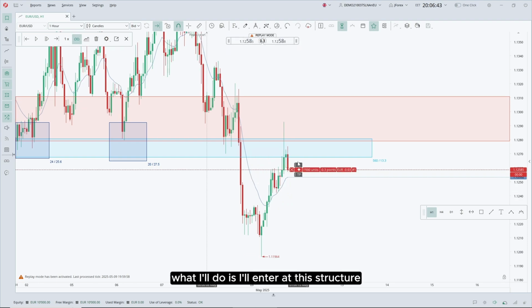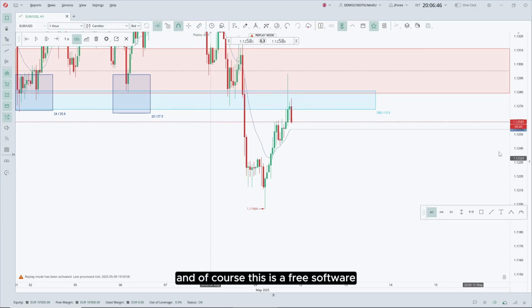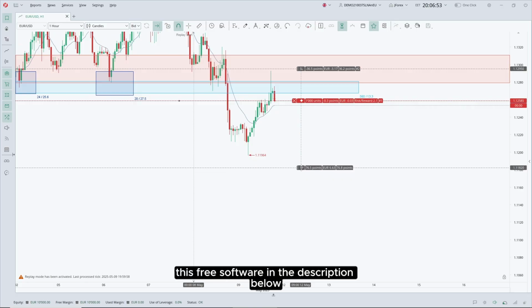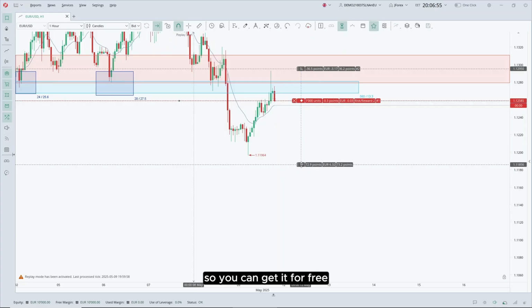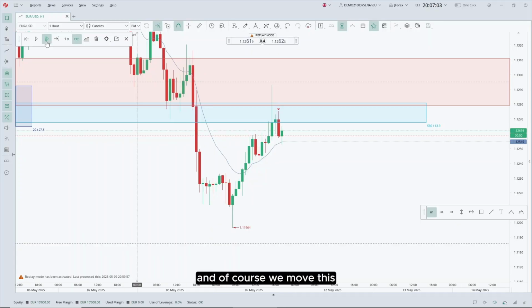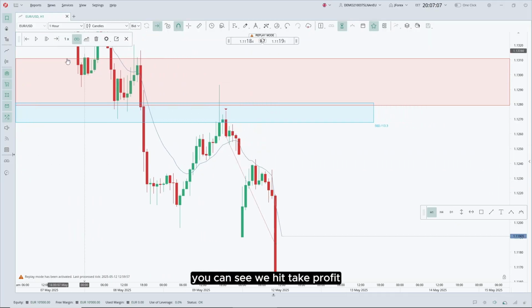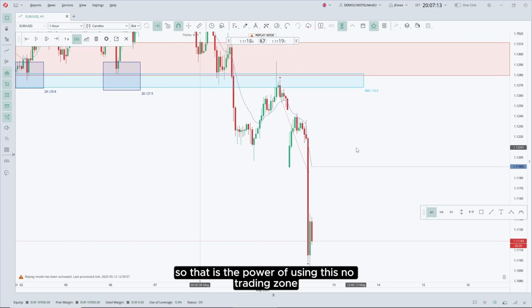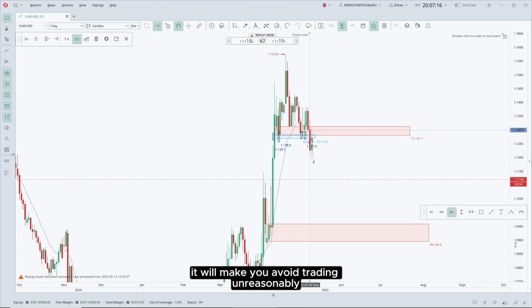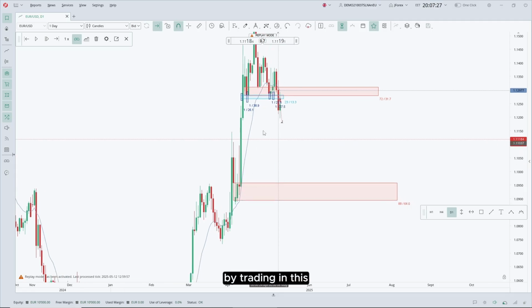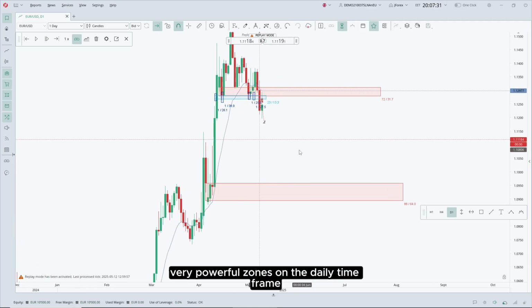What I'll do is I'll enter at this structure, and of course this is a free software. I'm going to link this free software in the description below so you can get it for free. You can backtest like you're trading in the live market. And of course we move this, you can see we hit take profit. So that is the power of using this no trading zone. It will make you avoid trading unreasonably by avoiding trades and losses that you would have taken by trading in these very powerful zones on the daily time frame.